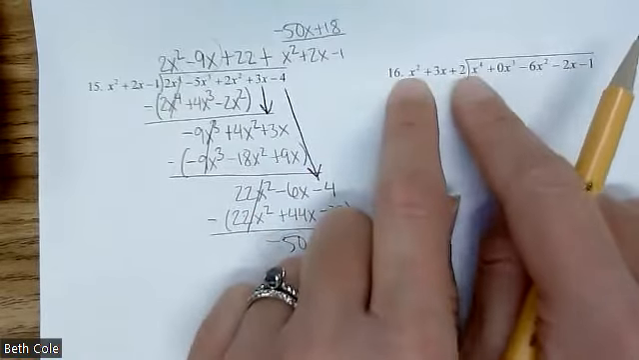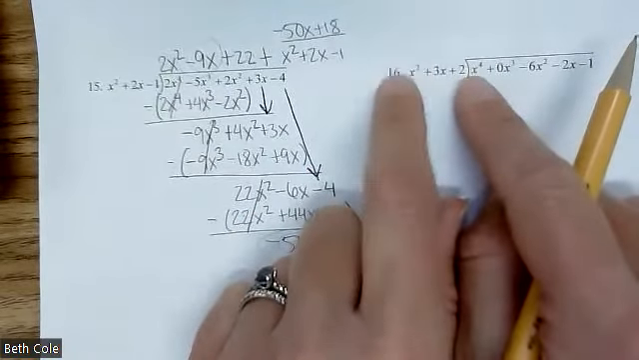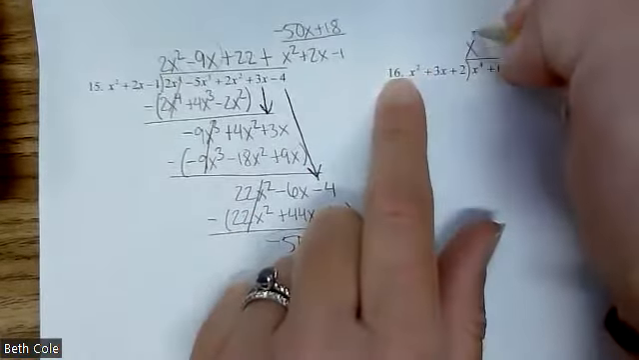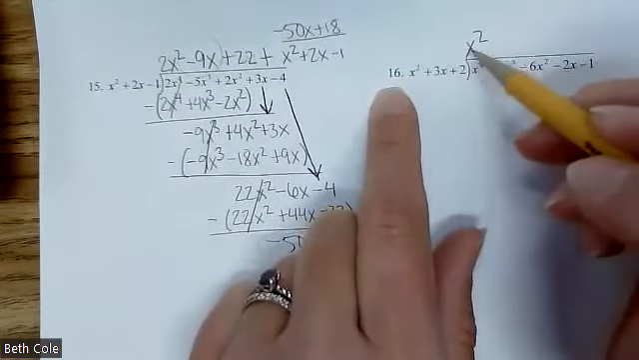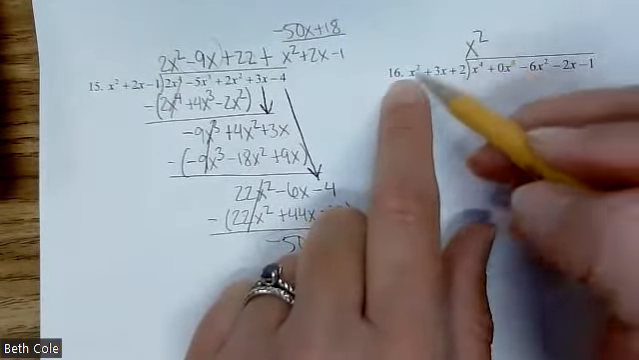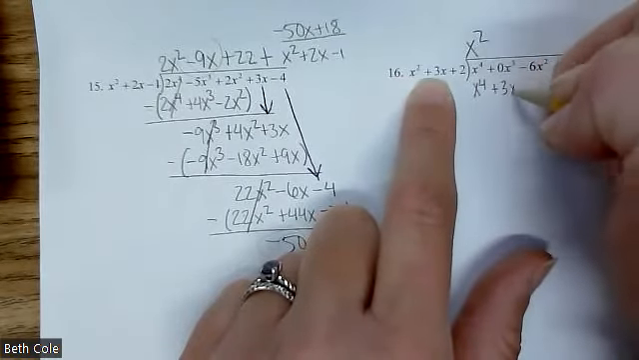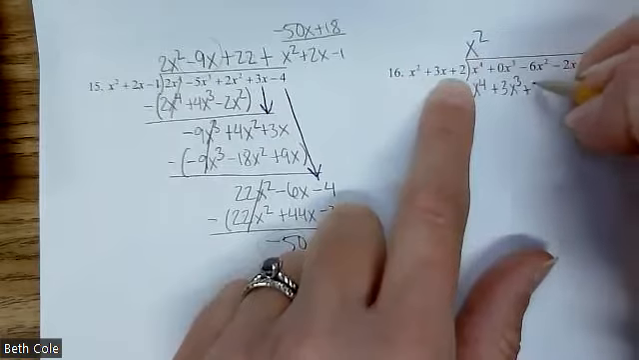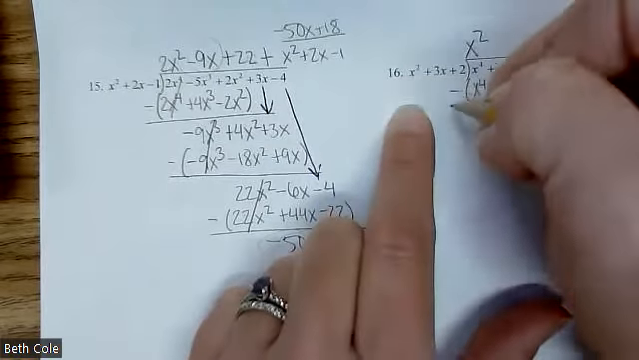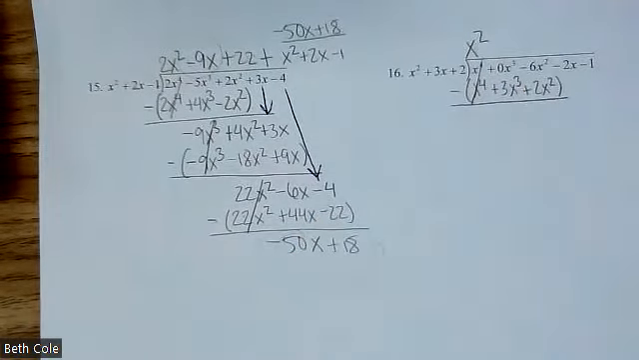I have an x squared. I want it to be an x to the fourth. What would I multiply by? X squared. Good. See how much quicker that went? Now distribute it. That'll give you x to the fourth plus 3x cubed plus 2x squared. Give it a hug, subtract.